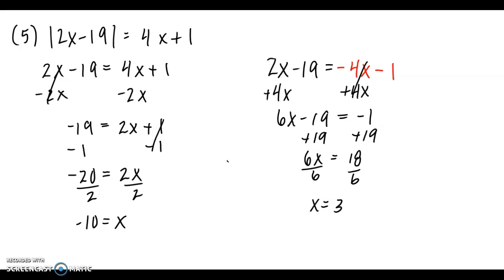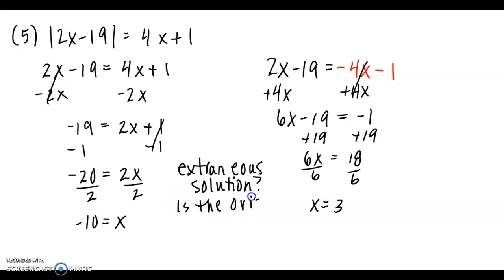Okay, so I have two solutions here, but remember we have to check for extraneous solutions with absolute value. So we have to take our answers and plug them back into the original. So some of you are confusing what it means to be extraneous. Extraneous means an extra solution, okay? Mathematically, we got two answers, but we have to check that they make the original true.